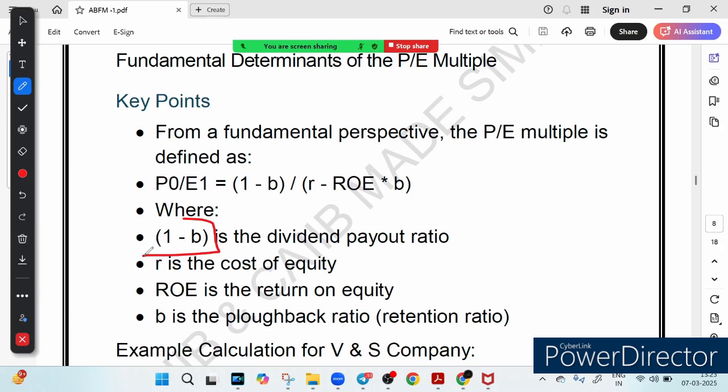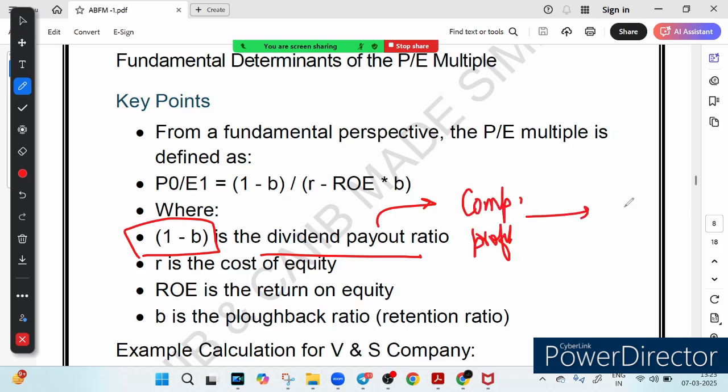First thing is 1 minus b. So 1 minus b is called dividend payout ratio. So this tells us how much of the company profit is given to the shareholder as dividend. So how much of the company profit is given to the shareholder in the form of dividend, 1 minus b, right? And r stands for cost of equity.